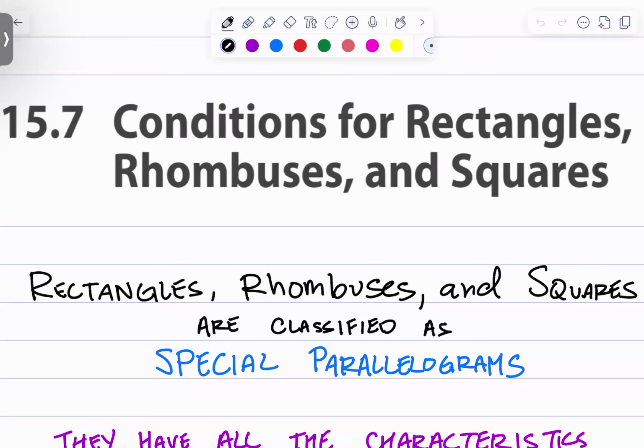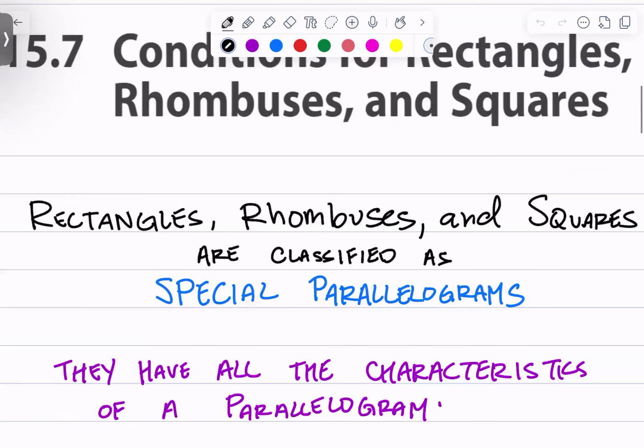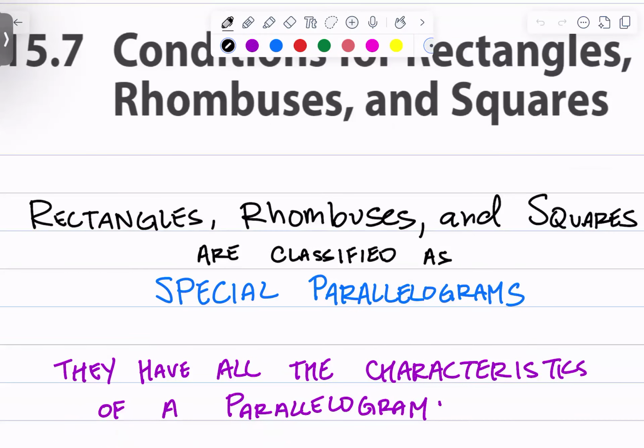Welcome everyone. This is 15.7, conditions for rectangles, rhombuses, and squares. Rectangles, rhombuses, and squares are classified as special parallelograms. So what that means is if they're special parallelograms, they would have all the characteristics of a parallelogram.